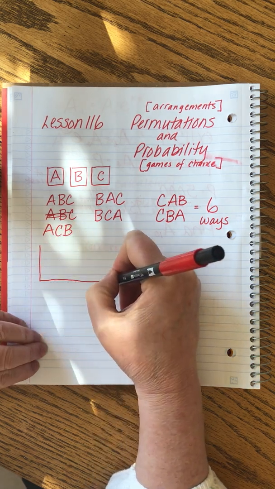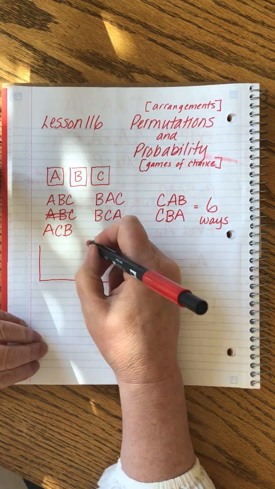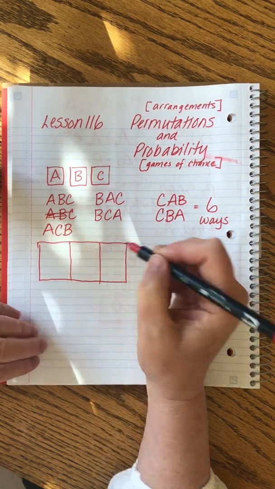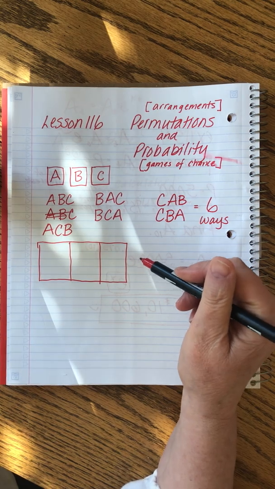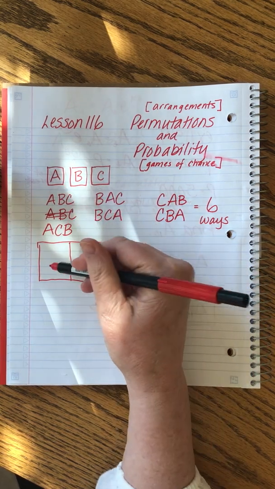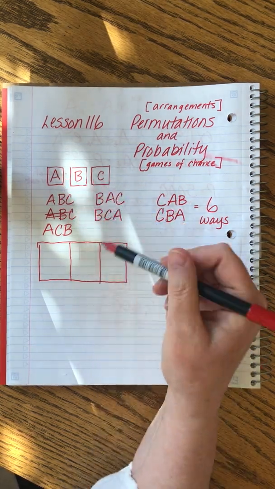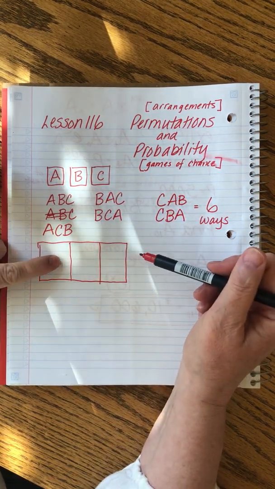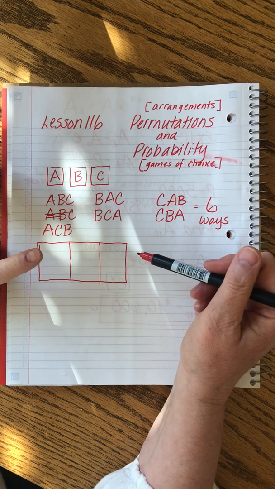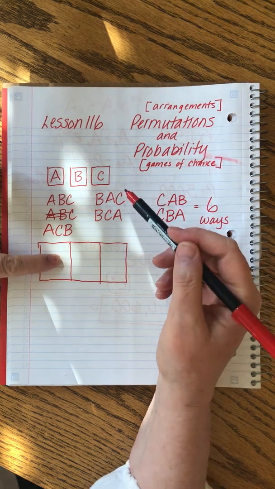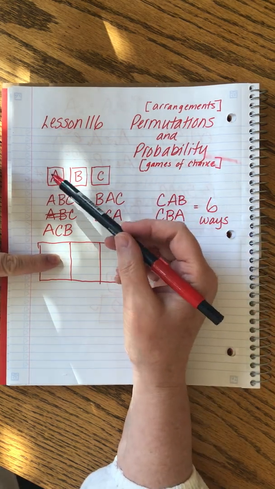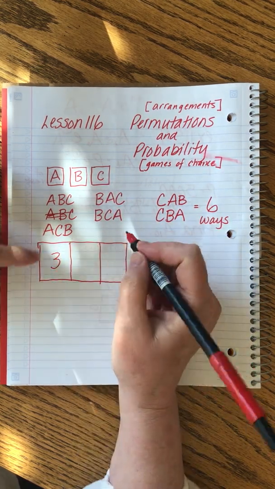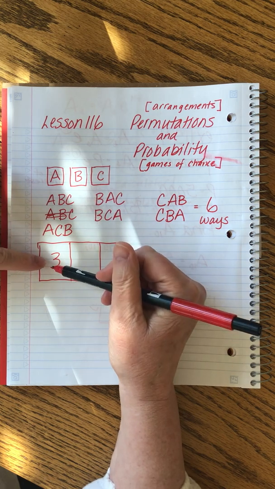The better way is that we imagine the arrangements like so. These are basically spaces that the 3 tiles can be put into. We can fit these into these boxes. These look a little small, but you get the idea, right? We can put these tiles in these boxes. When we go to fill in the first box, how many choices do we have? Well, we could put in the A or the B or the C. That's 3 choices.